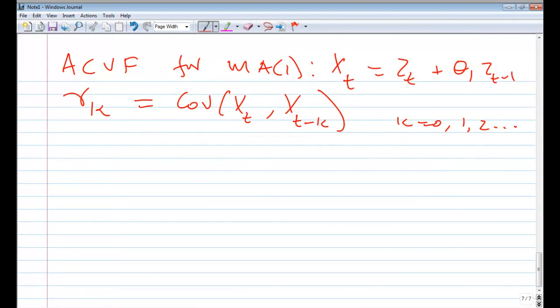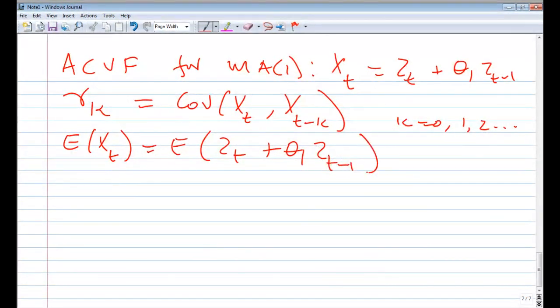Okay, now let's start. Let's start by finding the expected value of Xt. So the expected value of Xt will be equal to the expected value of Zt plus theta 1 Zt minus 1. Obviously, this one is equal to 0 because Zt is a white noise, which means mean 0 and variance sigma squared z. So obviously, the expected value of Xt equals 0.